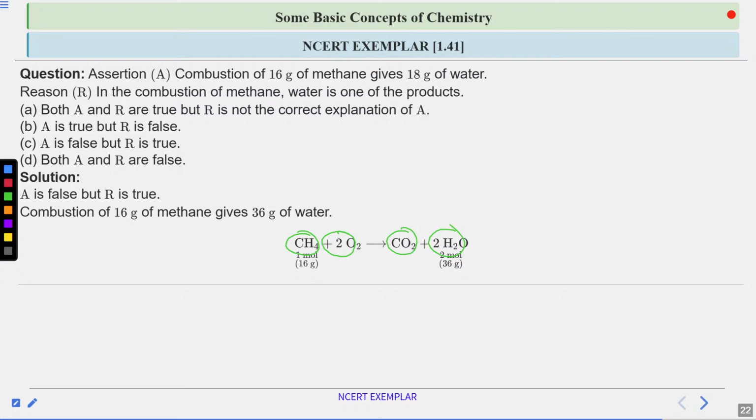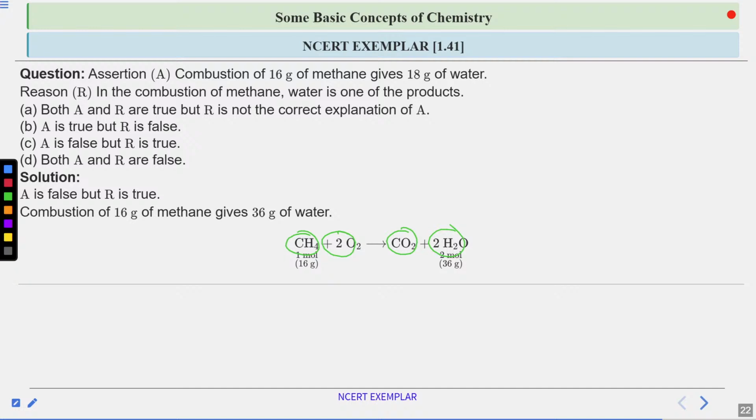Now many of you would have a problem with this equation, that how do you know that the combustion of methane will give you carbon dioxide and water. So for this I have a very helpful statement. Remember this every time you see a combustion of any hydrocarbon: you will always get carbon dioxide and water as the product. As simple as that. Just take hydrocarbon and oxygen on the left hand side and carbon dioxide and water on the right hand side. Then balance it.